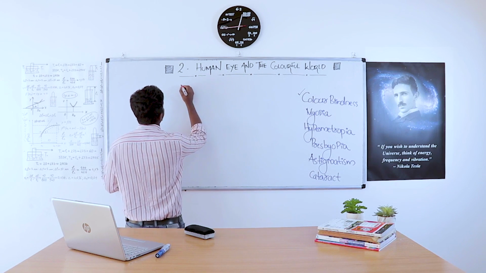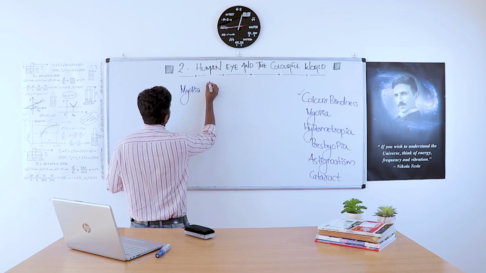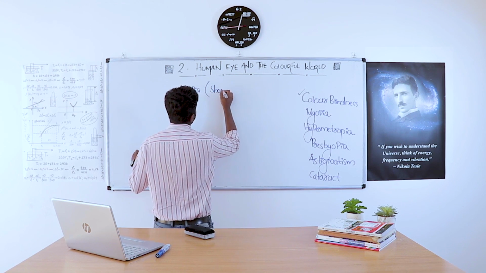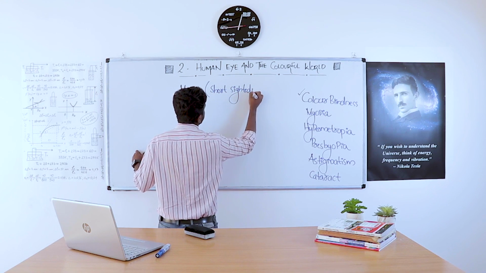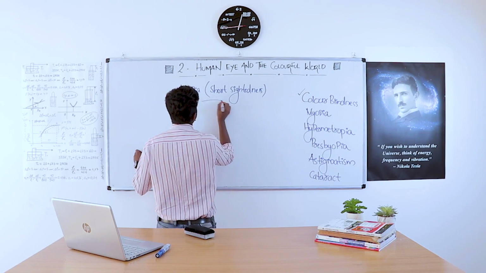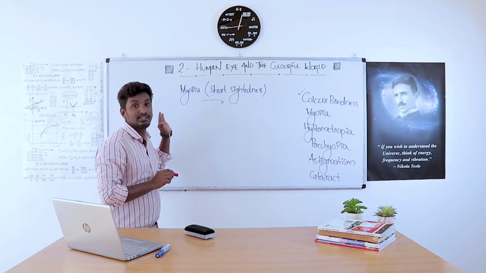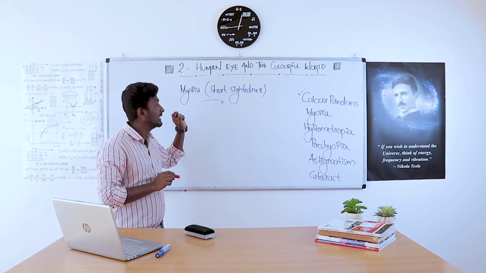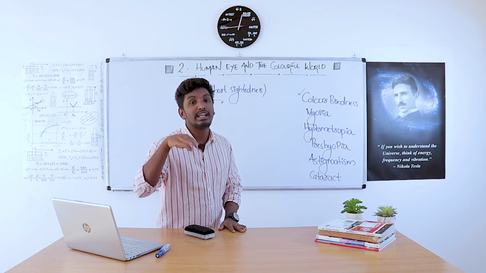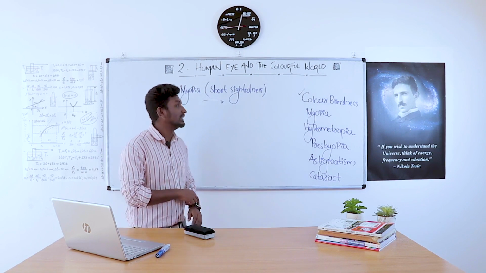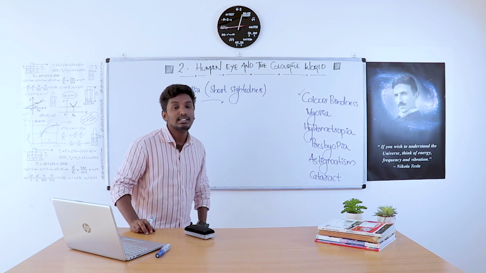This myopia is also known as short-sightedness. From the name, it is clear that short-sightedness simply means this is a defect of the human eye due to which a person can see nearby objects clearly but cannot see far objects clearly. That's what is called myopia or short-sightedness.